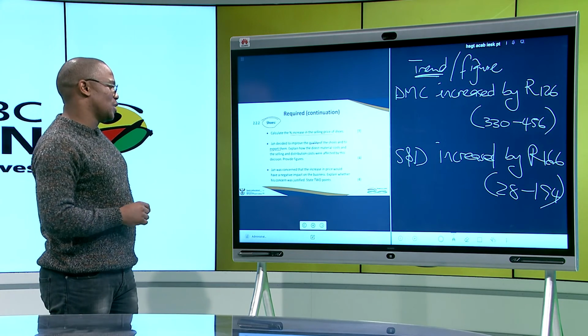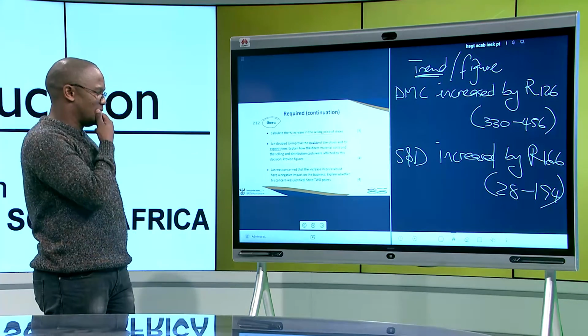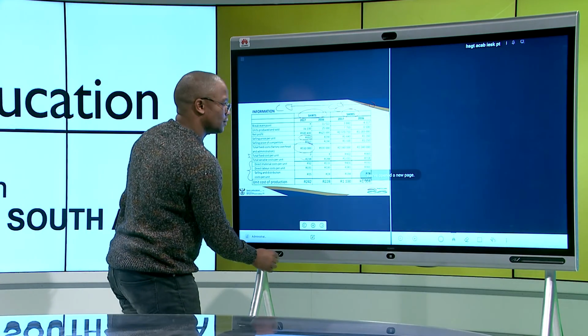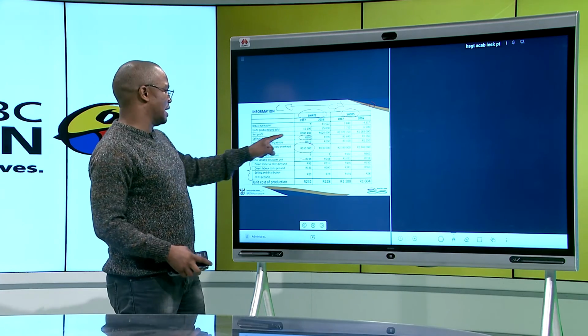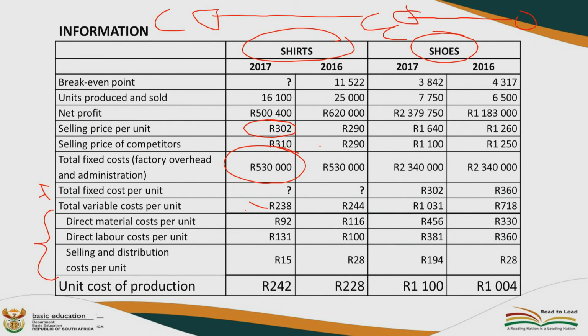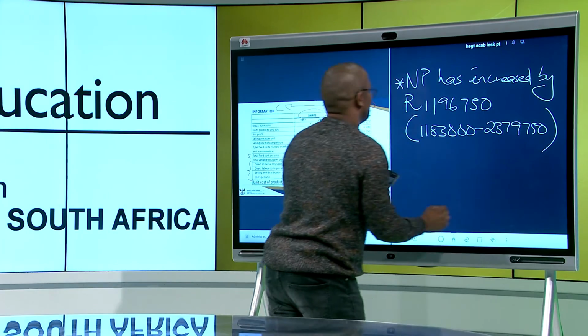Then let's check the next question, probably the last. They say, Jan was concerned that the increase in price will have a negative impact on the business. Explain whether his concern was justified. State 2 points. Let's check the information. The net profit, let's check number 1. Look at the arrow, very important. Opening, closing. Net profit, it was 1,183,000. It is now 2,379,750. So what will you say? The trend, same thing. Your net profit has increased. By how much? 2,379,750 minus 1,183,000, it has increased by 1,196,750.